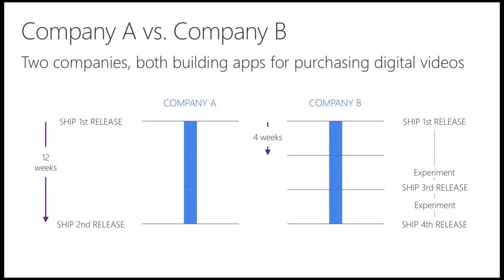And we can see that at play just comparing two companies. Let's imagine they're both building apps to purchase digital videos or something like that. We have company A and company B. And in over a 12-week time frame, company A does one release. Company B does 3 releases. They do less with each one, but they focus on experiments. And what's going to happen?